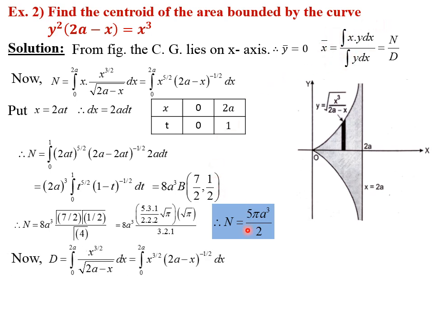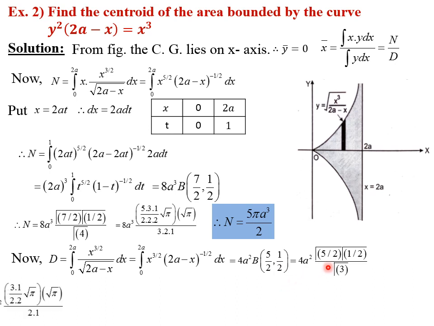After getting n, let us evaluate d. Again, d is equal to, within the limit 0 to 2a, integration of x raised to 3 by 2 upon under root 2a minus x dx. Now what is the difference between n and this d? Only the extra x term is not there. So using the same process that we adopted here, with the same substitution, we can solve this, and at the end we get 4a square into beta of 5 by 2 comma 1 by 2.